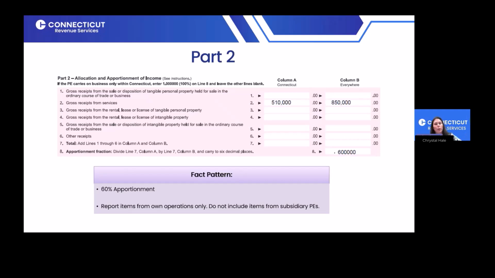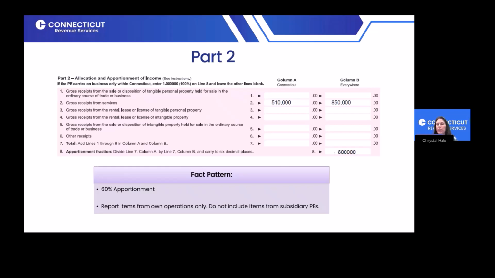So we are going to complete Part 2, our allocation and apportionment of income first. Because the entity is operating both within and without Connecticut, we're going to include the gross receipts from services from Connecticut and everywhere to come up with our 60% apportionment fraction. Please note that the gross receipts are various, it's arbitrary numbers. There's no additional information that we have. This is just to include in the example.